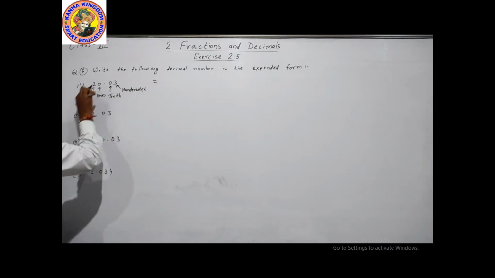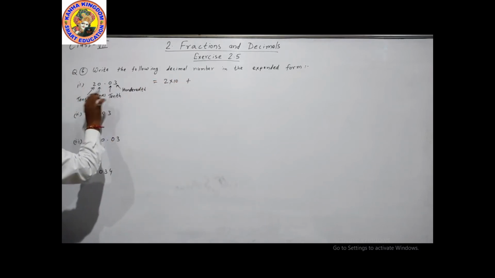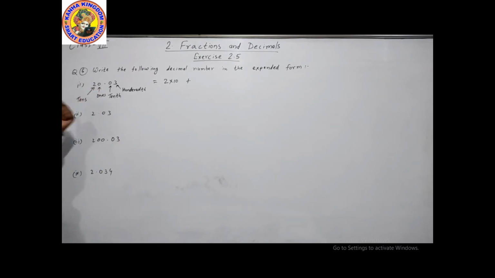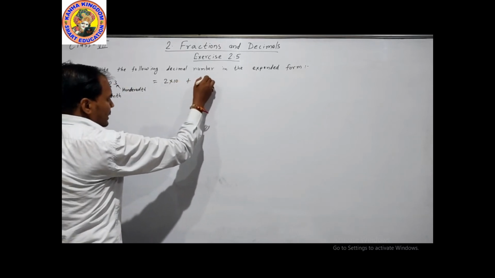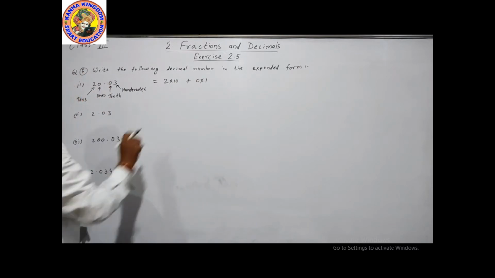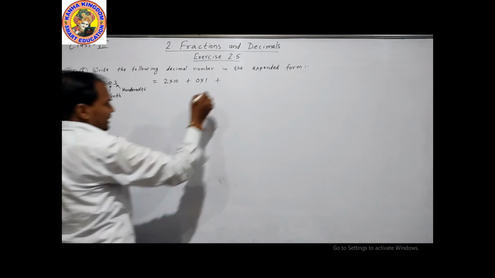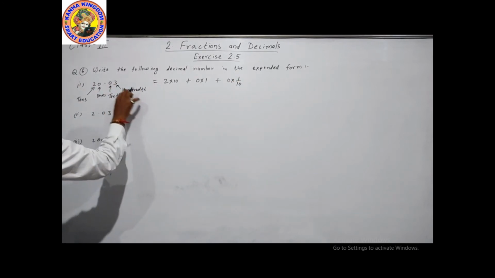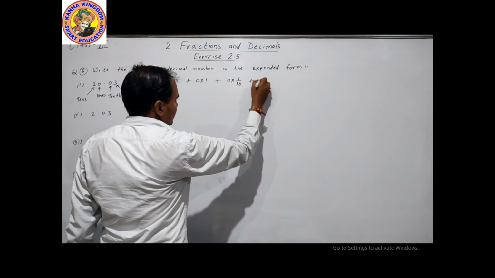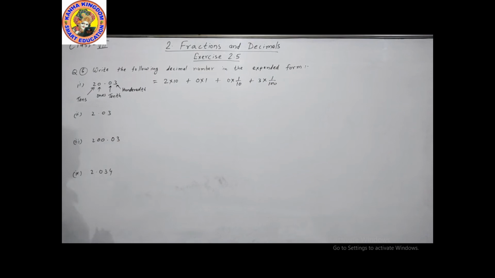So 2 into 10, then plus 0 into ones. We cannot write it as 0 into 1, the answer is 0. So now you can write 0 into 1 or you can leave this. Then plus 0 into tenth. Tenth means divide by 10, 0 into 1 by 10. 3 into 1 by 100. This is our expanded form.